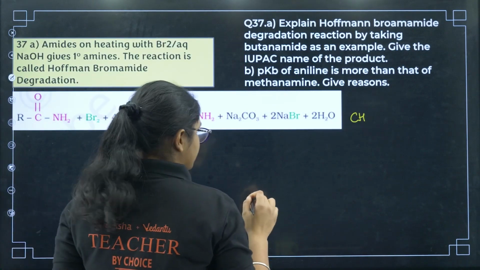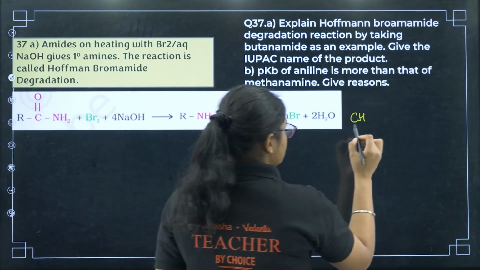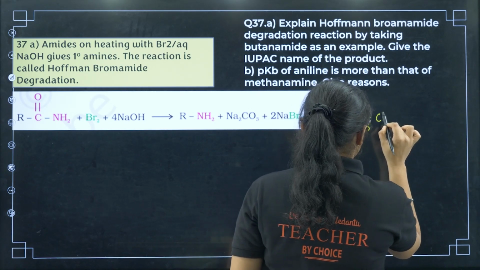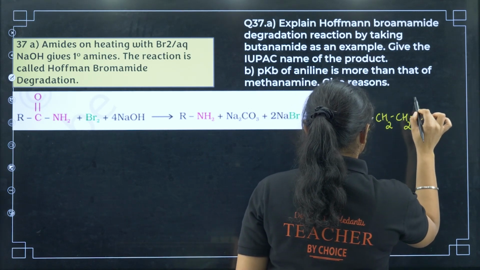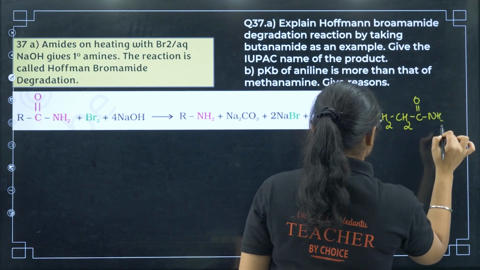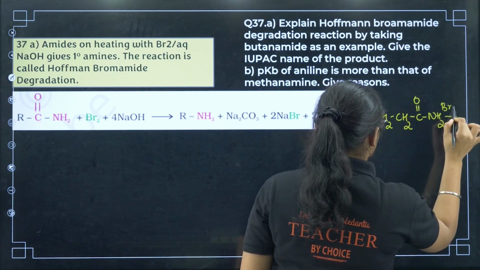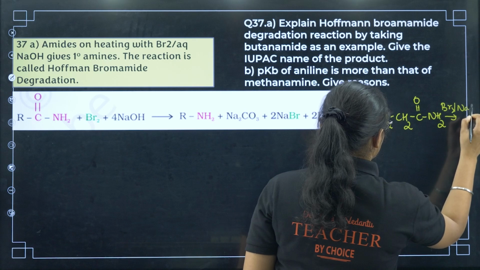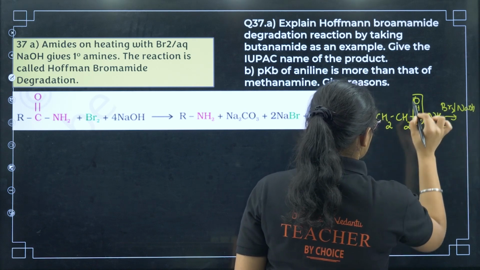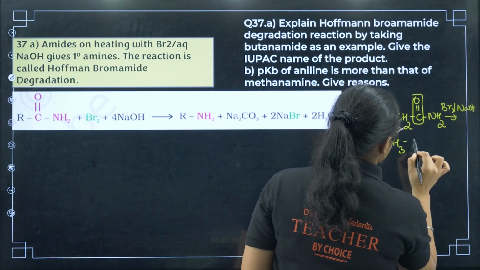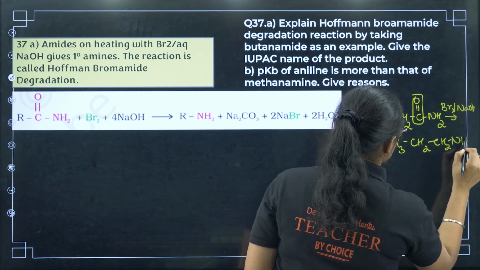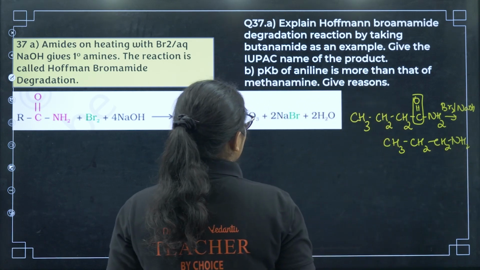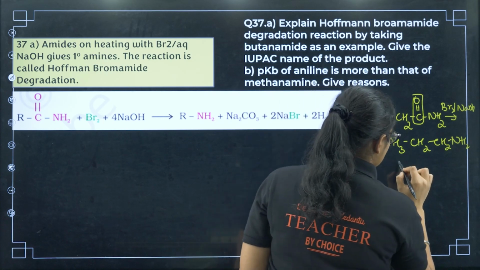So I can write the reaction here: CH3CH2CH2CONH2. If I heat it with bromine and NaOH, this part will go and I will get CH3CH2CH2NH2. So the IUPAC name of the product is propanamine.